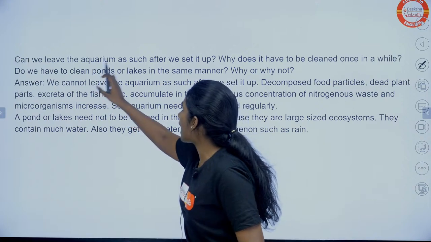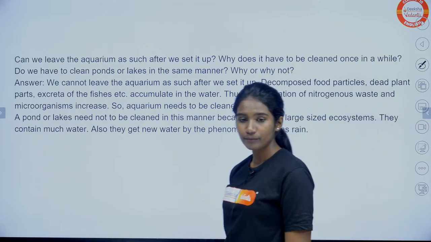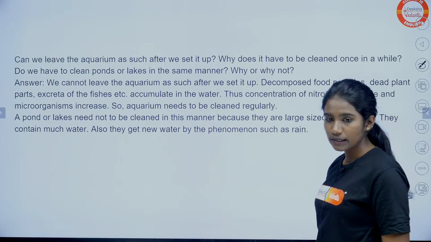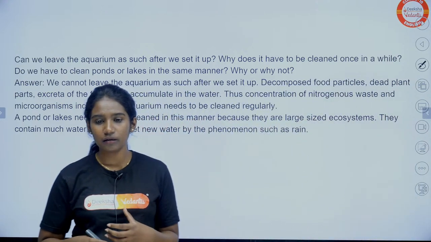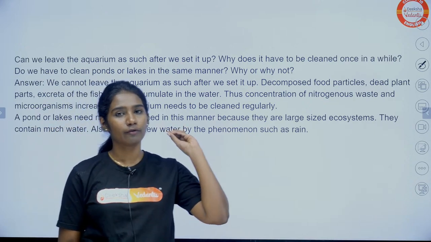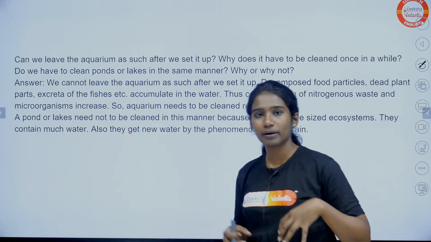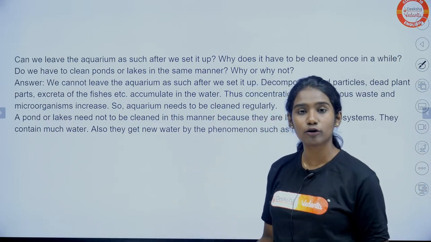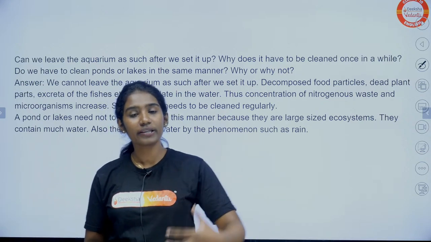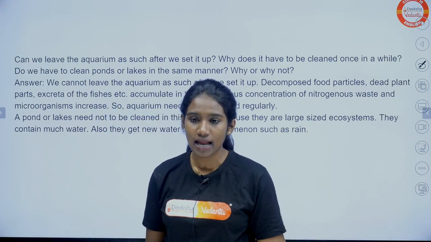See, the question is, can we leave the aquarium as such after we set it up? Why does it have to be cleaned once in a while? And do we have to clean ponds or lakes in the same manner? Why or why not? When you are maintaining an aquarium, you have to clean it. Why? Because the plant will release certain wastes and even the food will be left as it is, okay? And even the aquatic animals will excrete, right? If they get accumulated in the aquarium, it is very harmful because their nitrogenous waste is harmful. That's why we have to clean them regularly. When it comes to a pond, the area is very large and the pond has decomposers in it, whereas in an aquarium there are no decomposers. That's why we have to clean the aquarium again and again.